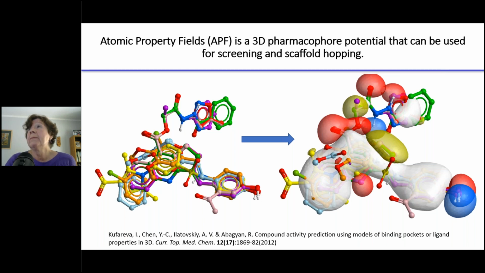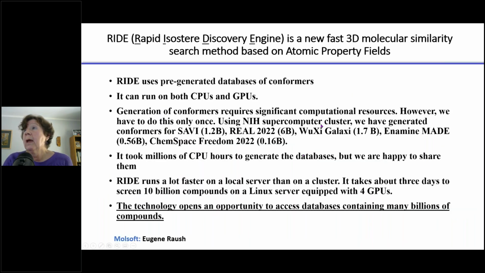And that's why APF actually takes almost as much time as docking. So MolSoft has developed a new faster version of it, the so-called Rapid Discovery Engine, which is faster for several reasons. First of all, it uses pre-generated databases of conformers. It can also run on both CPUs and GPUs, and of course GPUs are much faster, about 30 times. Generation of conformers requires significant computational resources. However, we have to do it only once.